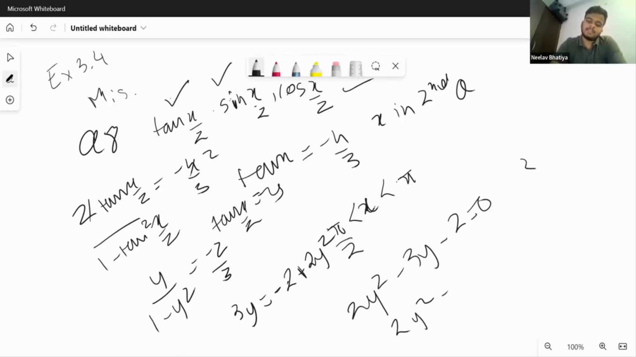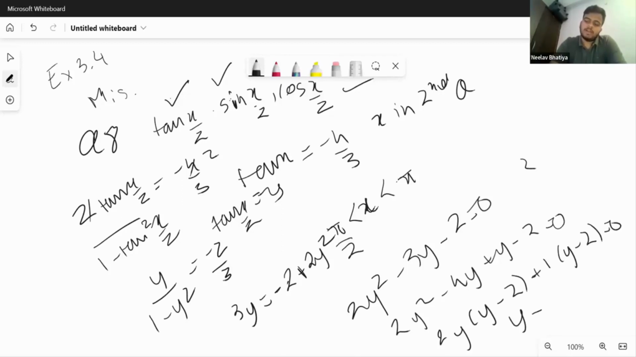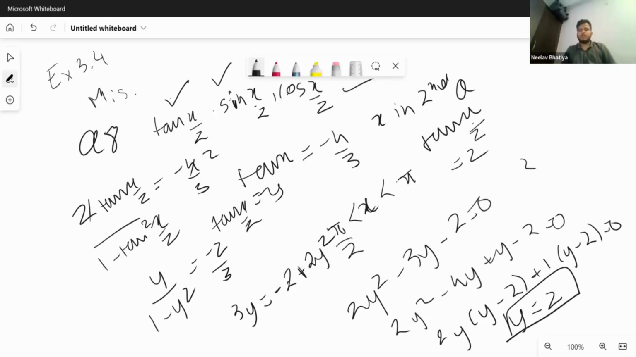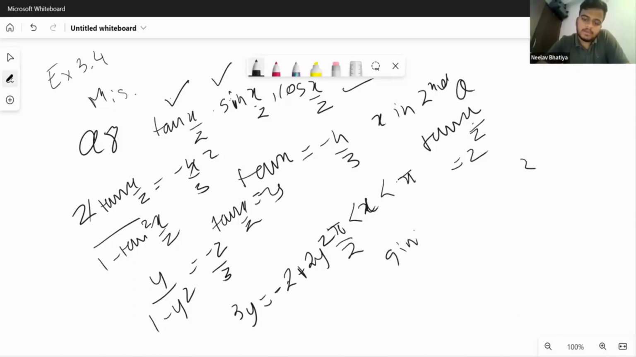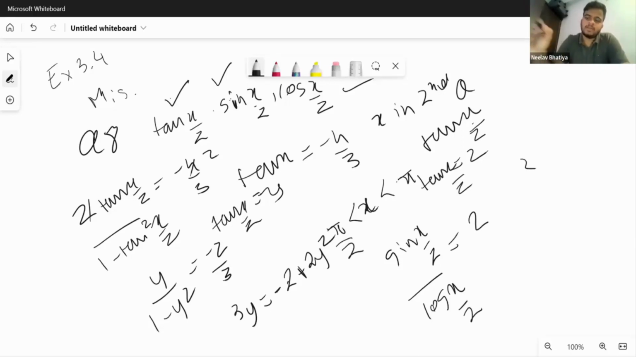Can I write this as this? I can, right? Taking 2y common, I'll get y minus 2 here. Taking 1 common here, I'll get y minus 2 here. Y is equal to 2. So tan x by 2 equal to 2. When tan x by 2 equals to 2, I know that sin x by 2, cos x by 2, I can find, because I found the value of tan x by 2, correct?